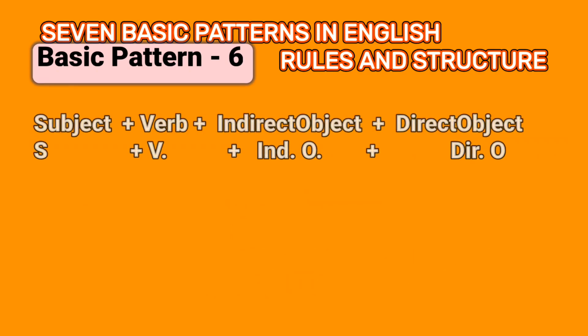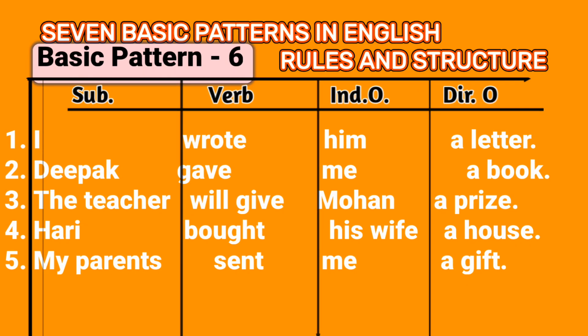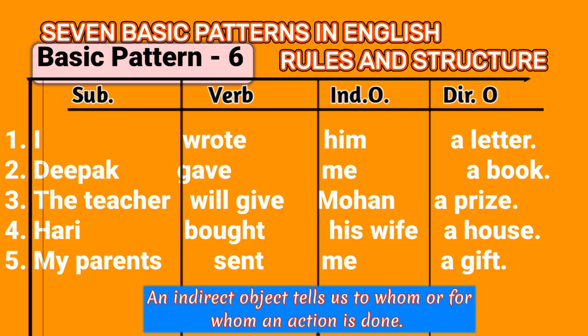So basic pattern 6: subject, verb, indirect object, direct object. I wrote him a letter. I is subject, wrote is verb, him is indirect object, a letter is direct object. Deepak gave me a book. Deepak is subject, gave is verb, me is indirect object, a book is direct object, and so on. An indirect object tells us to whom or for whom an action is done.